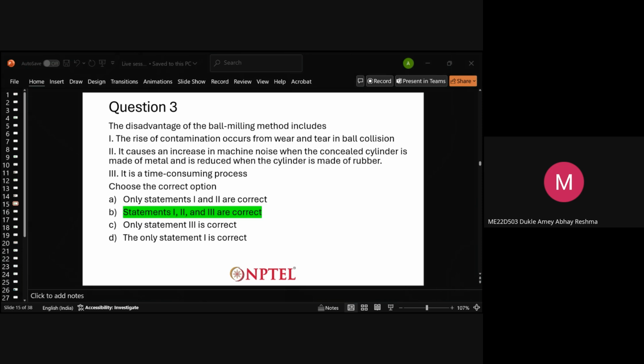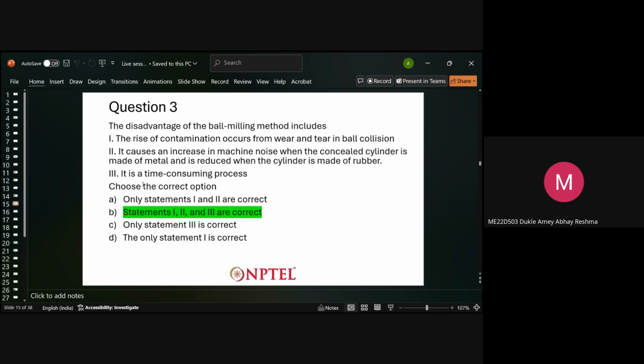So the answer is B. All the three statements are correct. As I explained to you, there is a lot of collision happening between the balls. Obviously, there will be wear and tear, so there is a rise in contamination due to ball collision. It is also a very slow process. It takes a lot of time, since you are breaking down something very big into a nanoparticle.